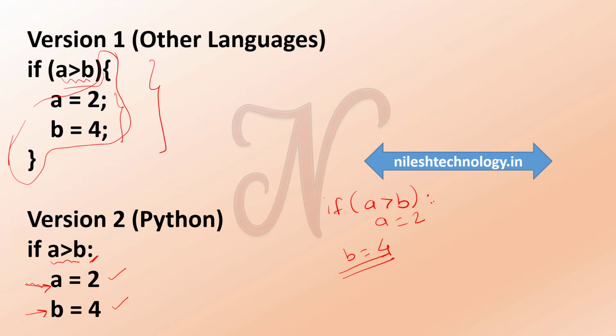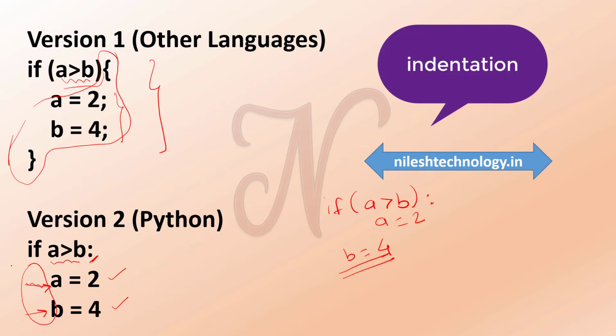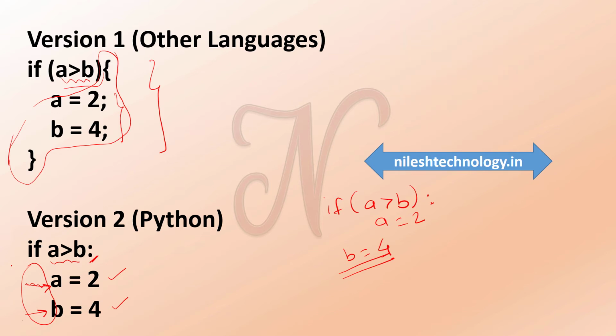So this space is called indentation. Indentation is very important. Space is very important. If you give one tab, it means that you are in the if condition. If you remove this tab space and write your statement below the if condition, it means that this expression is outside the if condition.